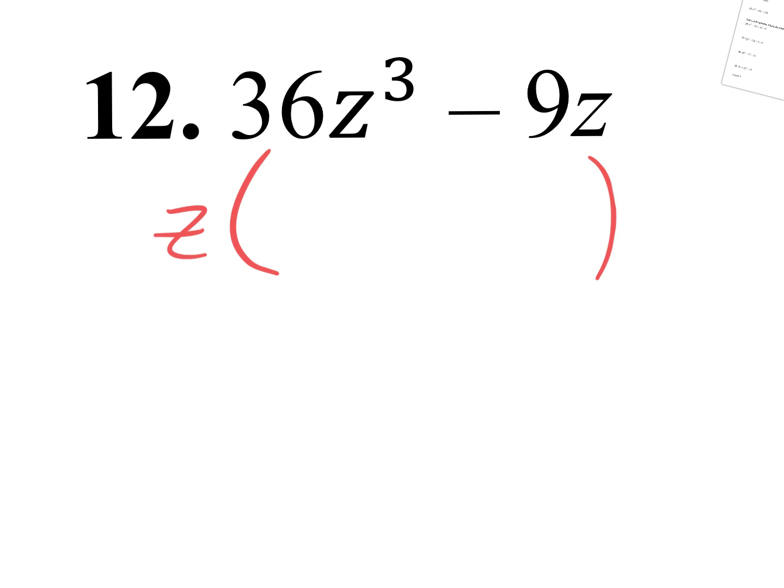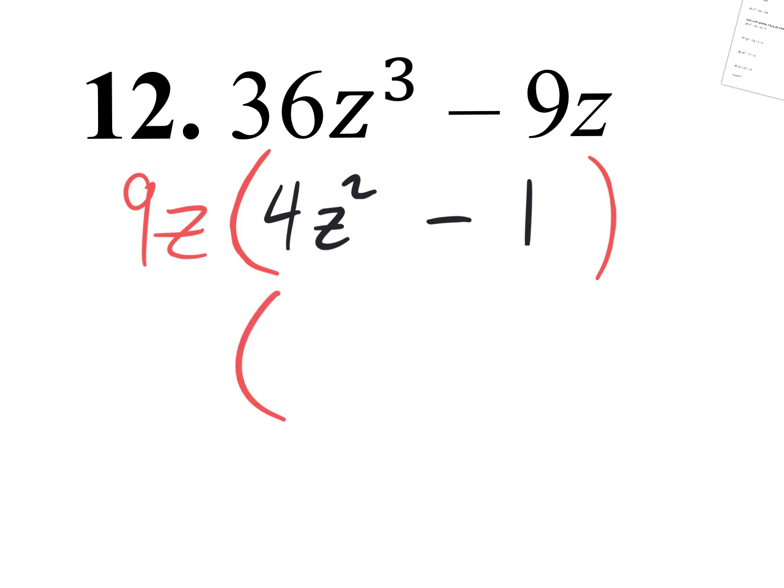Could you factor out a 3? Yes. But is there something greater? Yes. You could factor out a 9. So 9z is the GCF. If you pull out a 9z, what would be left on the inside? A 4z squared minus 1. Are you with me? And if you look at that inside binomial, it is a difference of two perfect square terms, which means that you're going to be able to factor it further using the shortcut.